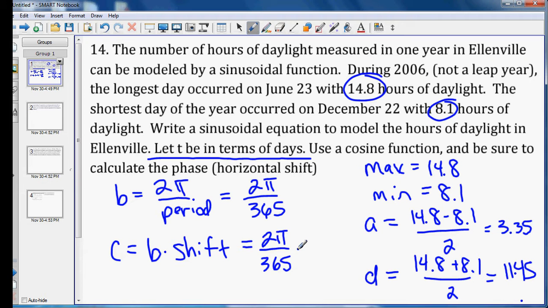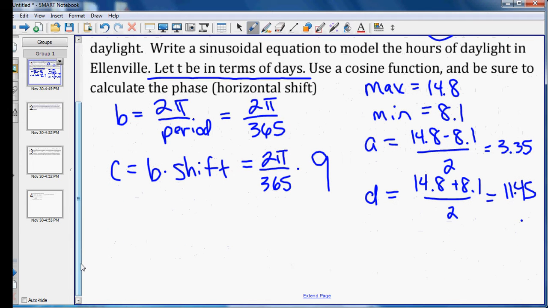and I think I just counted it wrong. Sorry, let's do it this way. December 31st back to the 22nd is a distance backwards of 9 days. Sorry, I'm overcomplicating this. We just need to think December 31st is the end of the year, so we need to back up 9 days, go to the left, backwards 9 days. So we're shifting to the left 9 days. So a shift left of 9. So now, once we simplify that, 2 times 9 is 18 pi over 365.